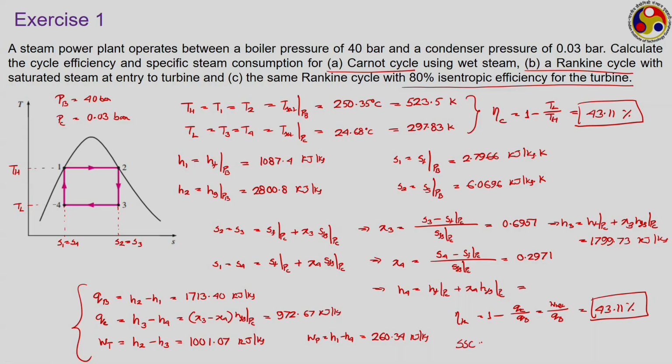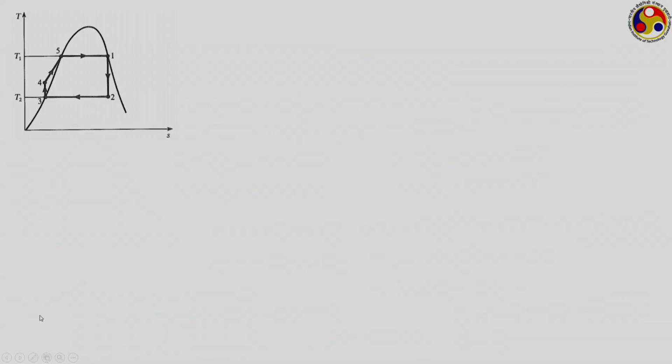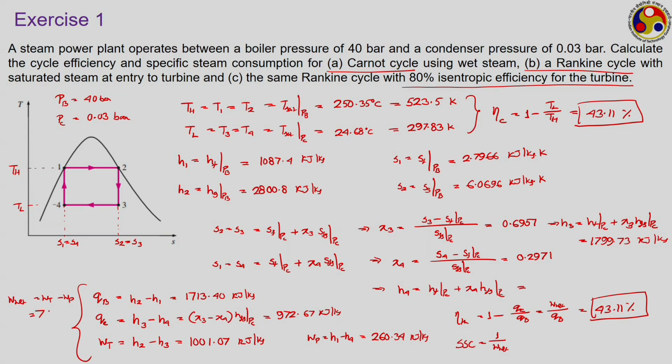And the specific steam consumption is 1 by W net. Now, what is your W net in this case? W net is WT minus WP. So, if we calculate, your W net will be coming as 740.73 kilojoule per kg. That gives a specific steam consumption of 4.86 kg per kilowatt hour. So, this is the other answer that we are looking for.